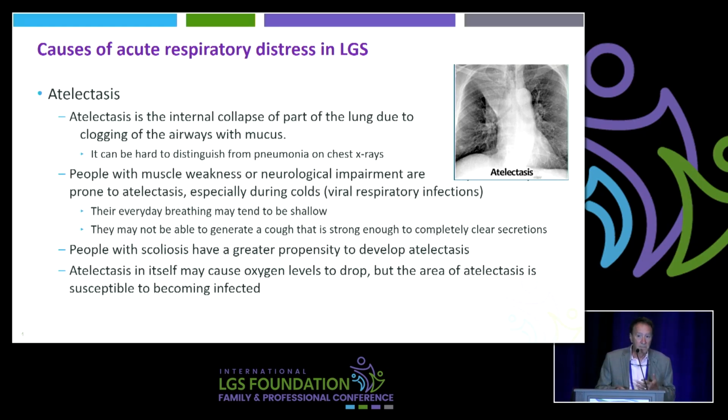The other important susceptibility to keep in mind is that people who have scoliosis may also be more susceptible to developing atelectasis in certain areas of the lung. Now again, atelectasis in itself is a problem. It can cause a decrease in oxygen, but as I said, it can also then be superinfected and cause pneumonia on top of that. So again, knowledge of the propensity to develop this is important to think about in terms of not just treatment, but also prevention.